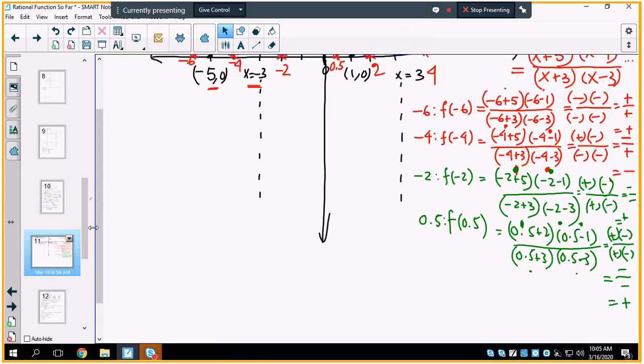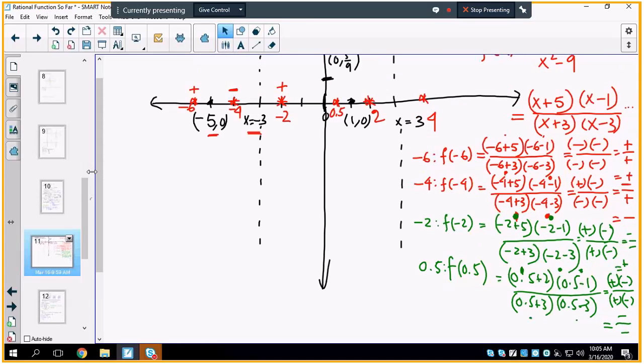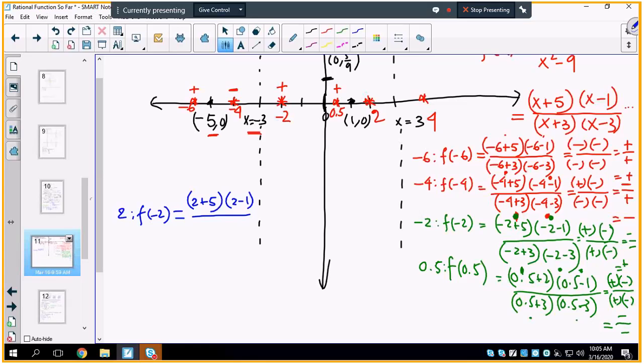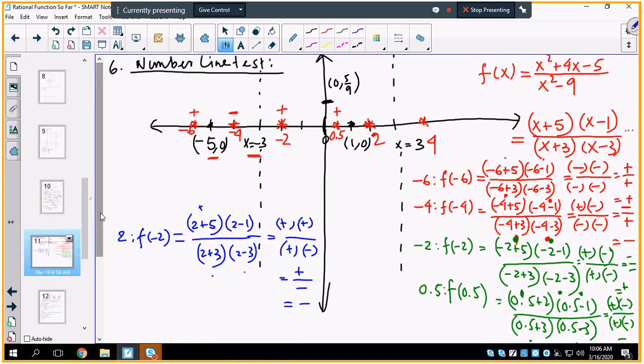I have two more testing points. First, I'm going to go ahead and say that at 0.5, I am positive. And then I'm going to go ahead and test for -2 and 4. So let's do -2. So I'm finding f of -2, and I'm getting -2 plus 5 times -2 minus 1 over -2 plus 3 times -2 minus 3. So this is positive, this is negative, that is positive, that is negative. So you get positive on top, negative on bottom, total sign is a negative sign. So go ahead and say that at -2 you are negative.